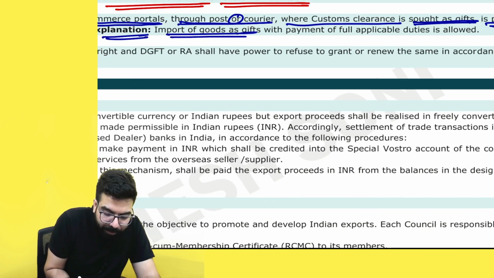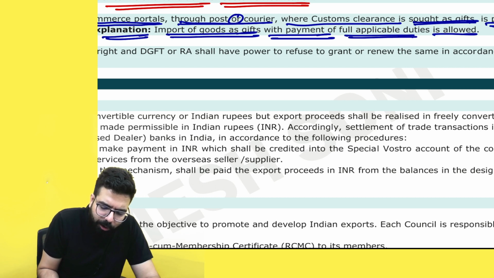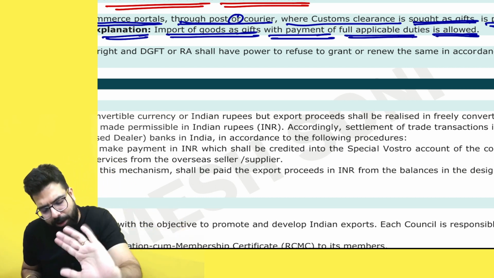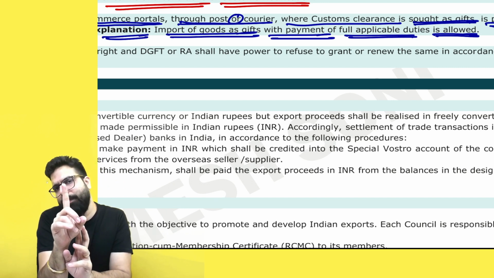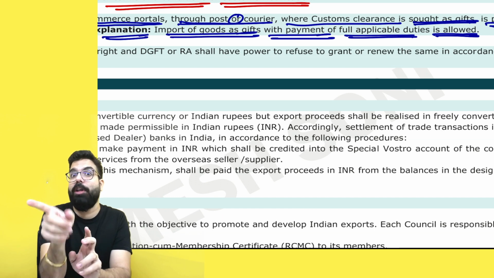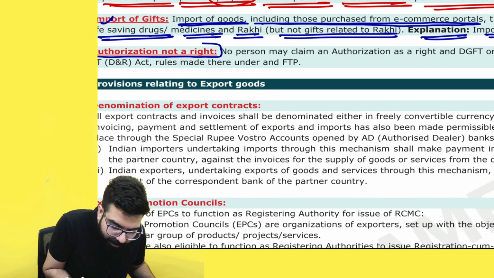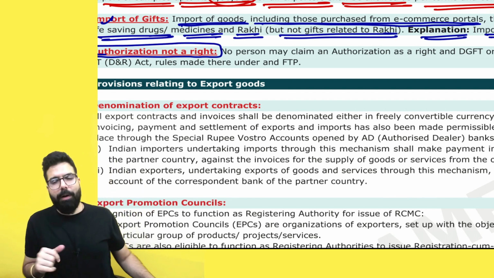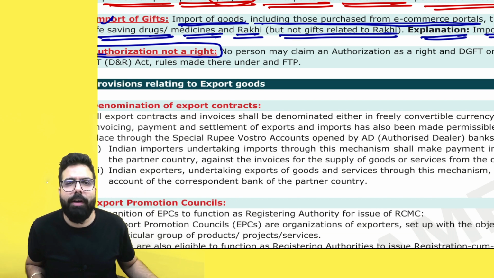Explanation: import of goods as gift with payment of full applicable duty is always allowed, but without payment of any duty they will not allow you. But without payment of duty they will allow you if it is a life-saving drug or medicine, and Rakhi, not gift relating to Rakhi. The next one over here is authorization is not a right. Baba, remember one thing. Authorization is not a right. Ram went and applied for an authorization, for a license.